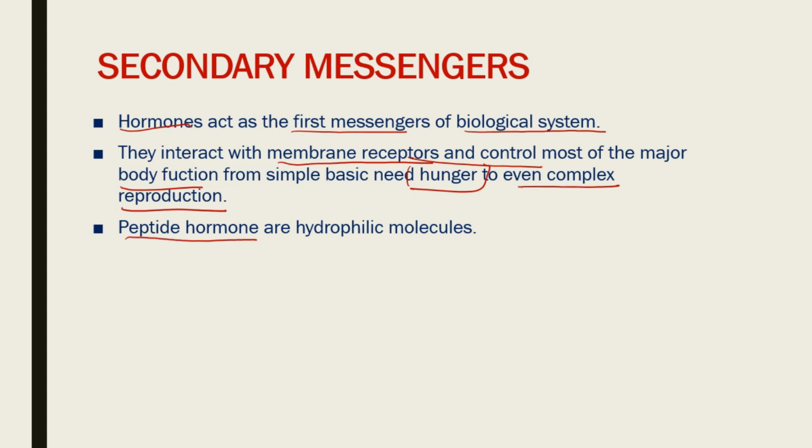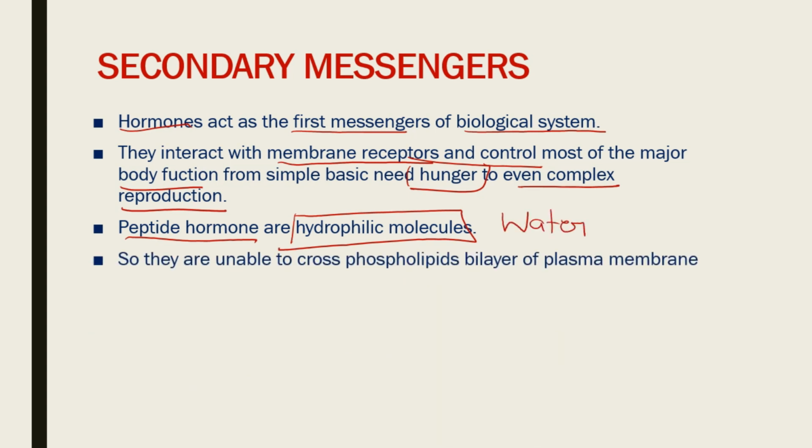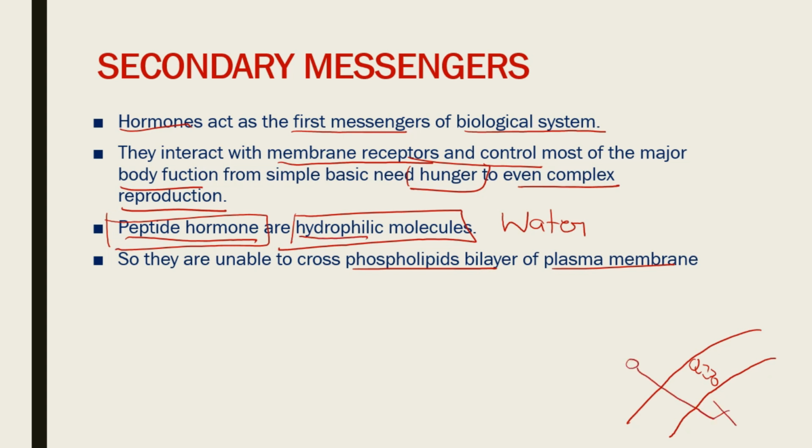So peptide hormones are basically hydrophilic molecules. So they are water loving molecules. So they are unable to cross the phospholipid bilayer of the plasma membrane. हमारी जो सेल की लेयर होती है they are basically known as the plasma membrane. They are the phospholipid layer. That means they are made up of lipids. And as we know that peptide hormones are hydrophilic, so they are unable to cross this membrane.